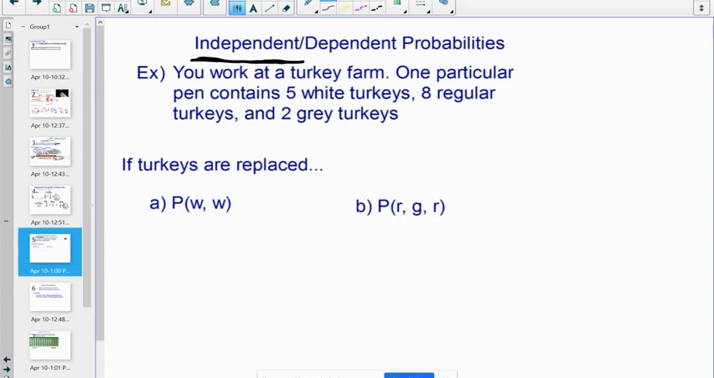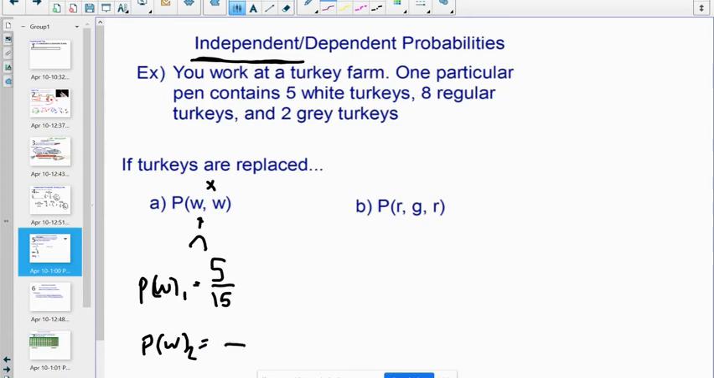And when we're solving probabilities that are independent, remember, this little comma here means and. So you're just going to multiply these two. So probability of a white turkey on the first one. How many white turkeys? Well, first let's figure out how many turkeys there are. So we got 5 white turkeys, 8 regular. That's going to be 13. And then plus the 2, so there's going to be 15 total turkeys. So our denominator is 15. And then how many white turkeys are there? There are 5.